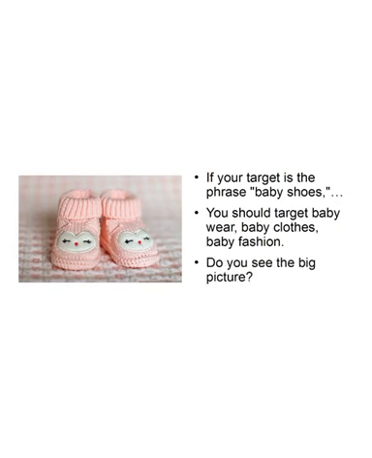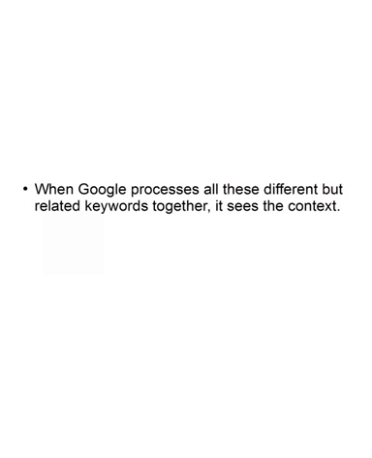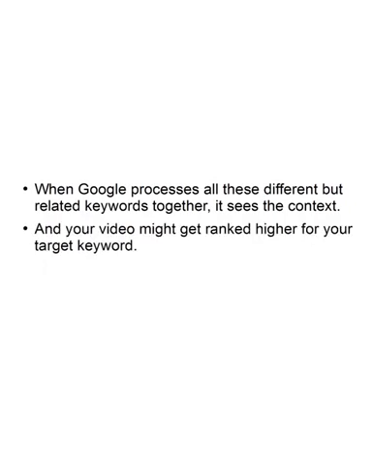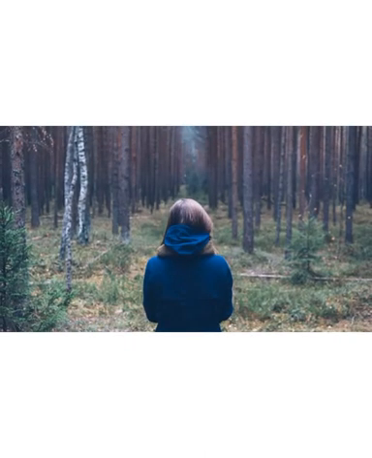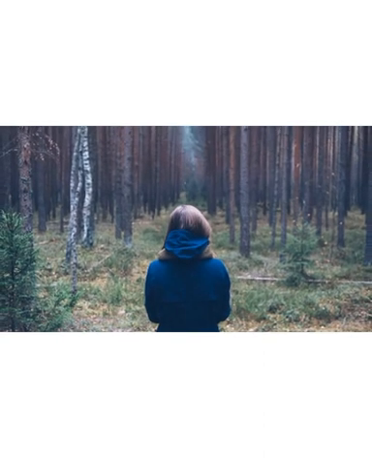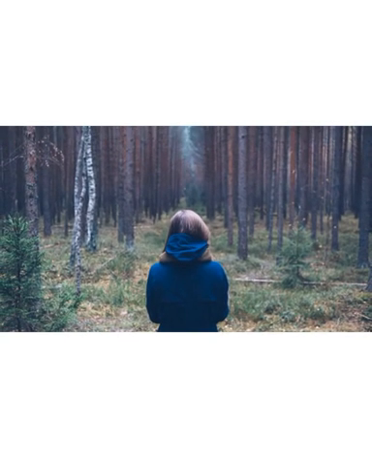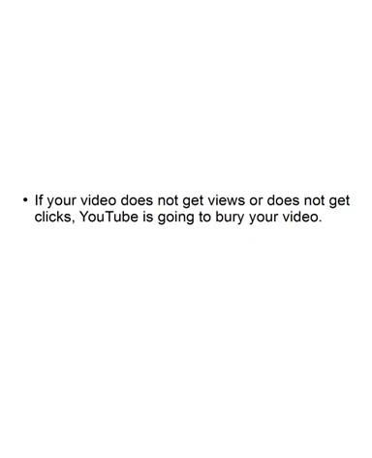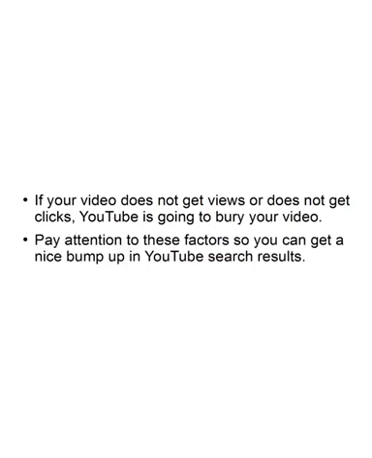Do you see the big picture? When Google processes all these different but related keywords together, it sees the context. And your video might get ranked higher for your target keyword. Sounds awesome, right? Well, you're not out of the woods yet. There is one final hurdle. Your video must still be engaging. If your video does not get views or does not get clicks, YouTube is going to bury your video. Pay attention to these factors so you can get a nice bump up in YouTube search results.